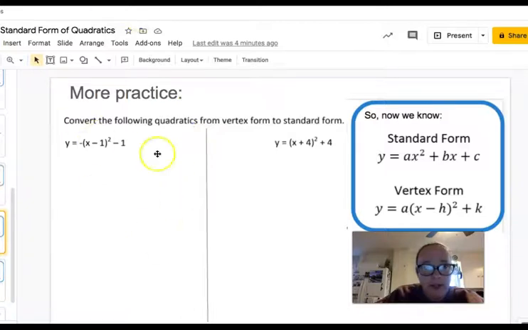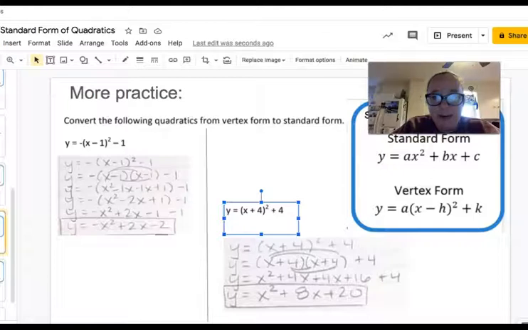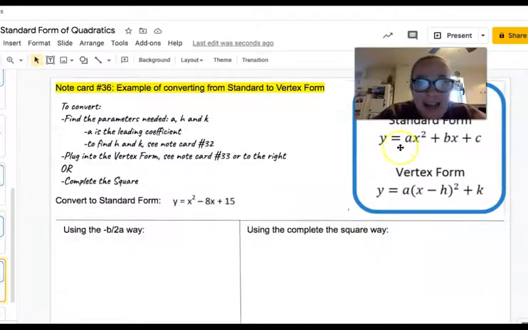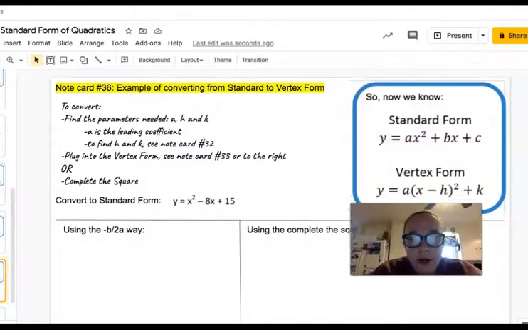All right, I will get pictures of those in here on the slides. There we go. They're all here for you. Make sure that you're checking yourself. Make sure you know what's going on. It's very important. All right, now we're on to note card 36.